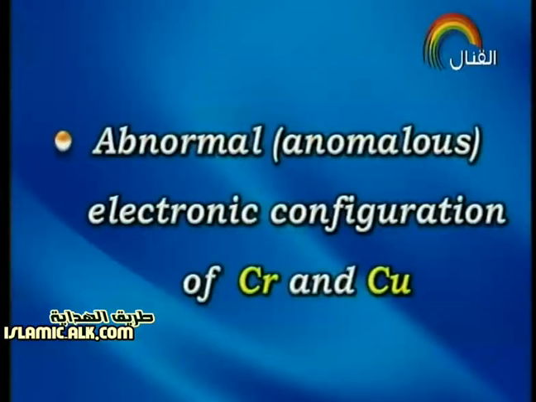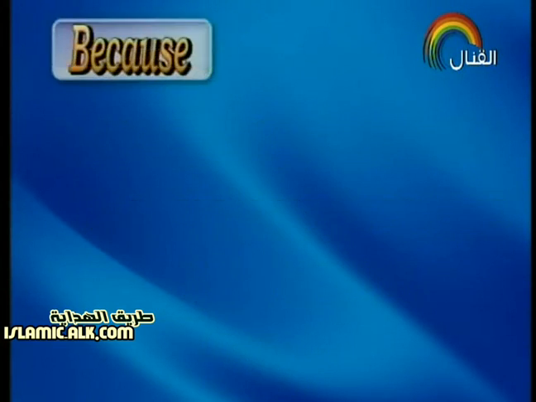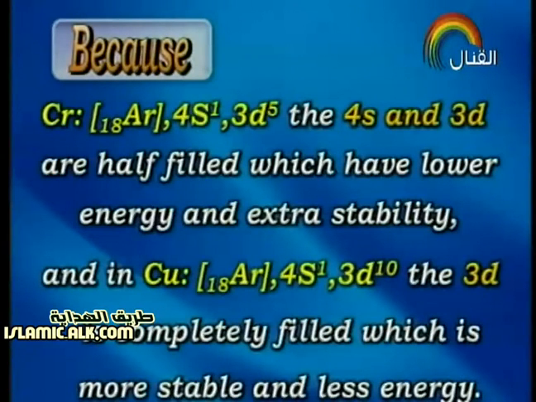So in this table, we have different give-reason questions. The first one, shown on the screen: there is an abnormal or anomalous electronic configuration for chromium and copper. The reason is that in chromium, with configuration argon 18, 4s1 3d5, the 4s and 3d sublevels are half-filled, which have lower energy and extra stability. While in copper, argon 18, 4s1 3d10, the 3d sublevel is completely filled, which is more stable and has less energy.